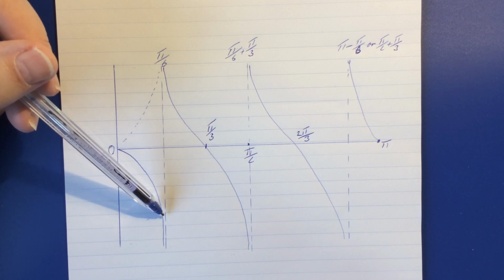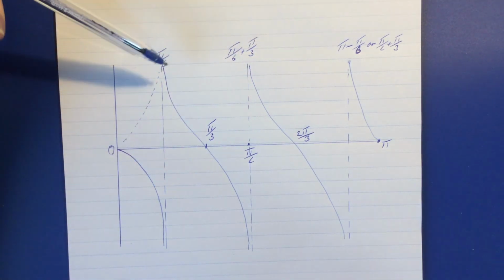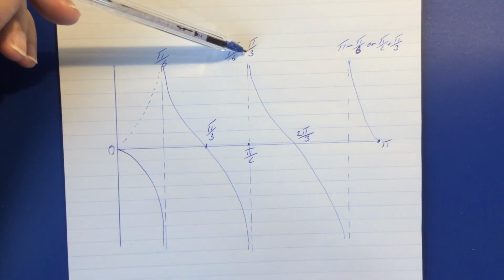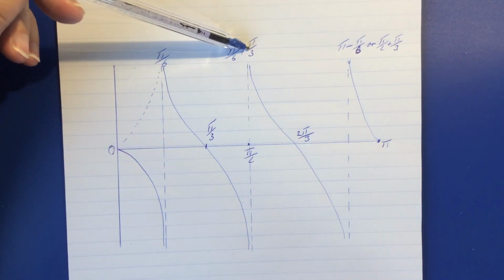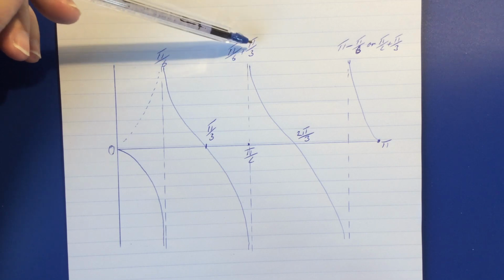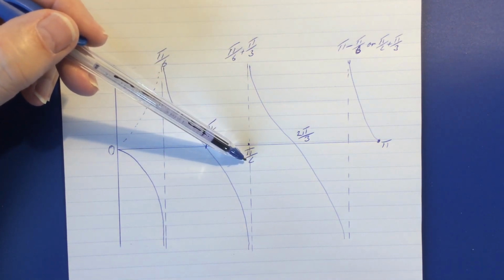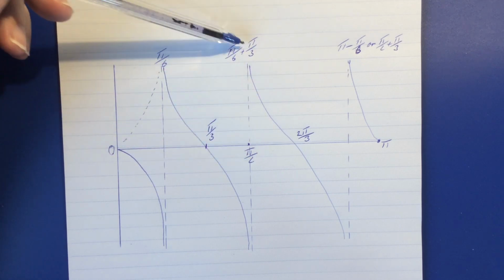Now, where's the next asymptote? Well, the period of this is pi on 3, so we take pi on 6 and we add pi on 3 to it. That gives us pi on 2. 1/6 plus 2/6 is 1/2. It's time to learn your fractions if you don't know them already.